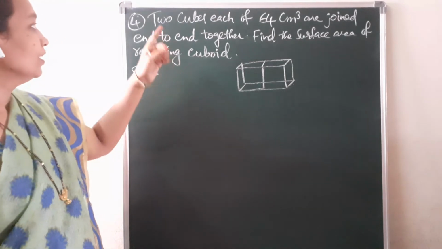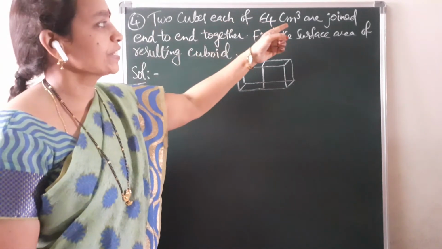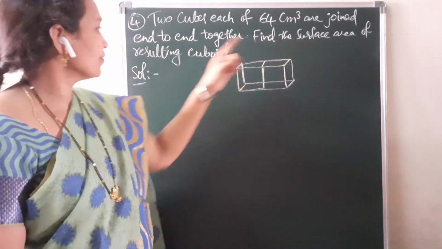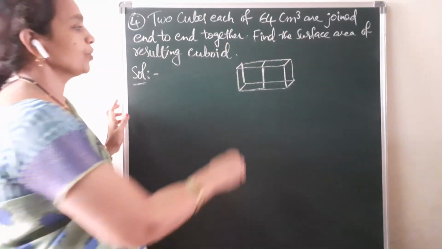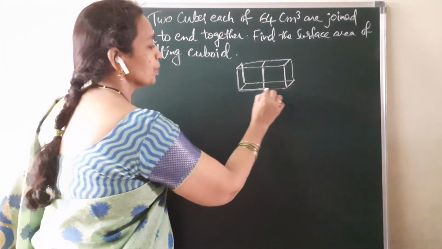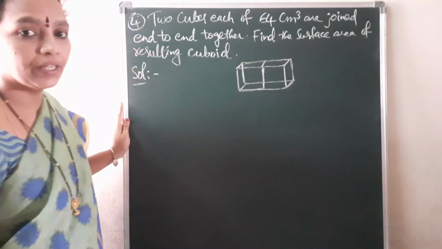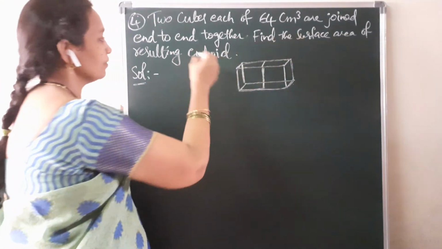One more problem. Two cubes of volume 64 centimeter cube each are joined end to end together. Find the surface area of the resulting cuboid. So two cubes are joined together. The total formed figure is a cuboid. So you have to find out the surface area of the cuboid.